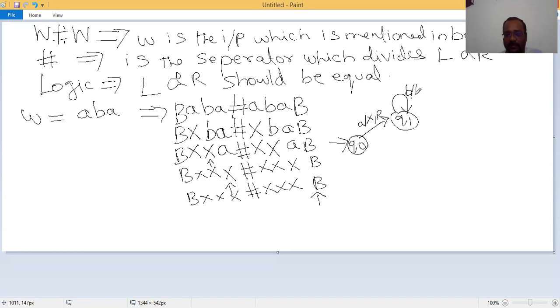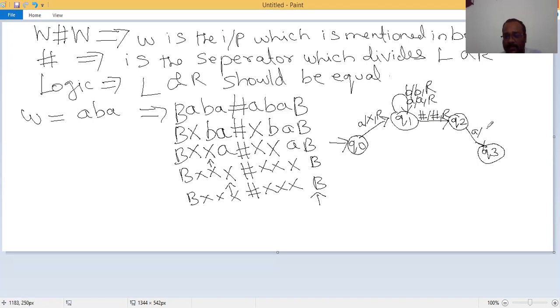B will be mentioned as B and move to right hand side, and A will be mentioned as A and move to right hand side. So you will be having hash here. Mention it as Q2. Then hash will be mentioned as hash and move to right hand side. And you can see here the first A is replaced with X. So mention this as Q3.